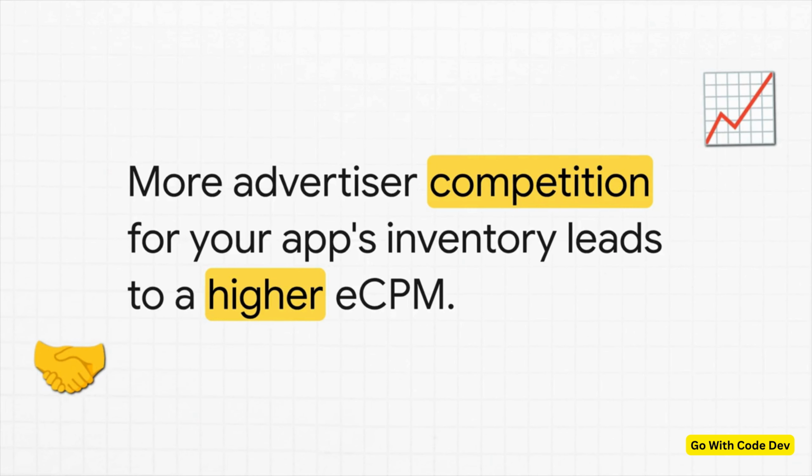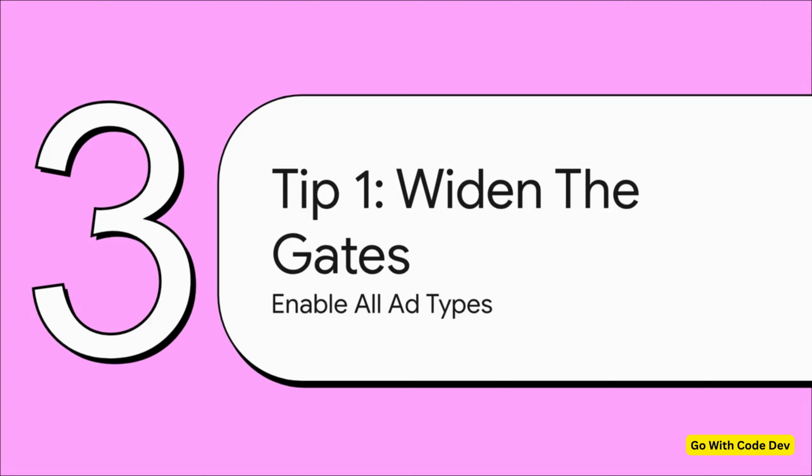So how do you raise that eCPM? Well, it all comes down to basic economics, right? Supply and demand. The more advertisers there are bidding for your ad space, the more valuable that space becomes. It's a direct line. More competition equals a higher eCPM for you. Simple as that. Which leads us perfectly into our first big, actionable tip right from Google's playbook.